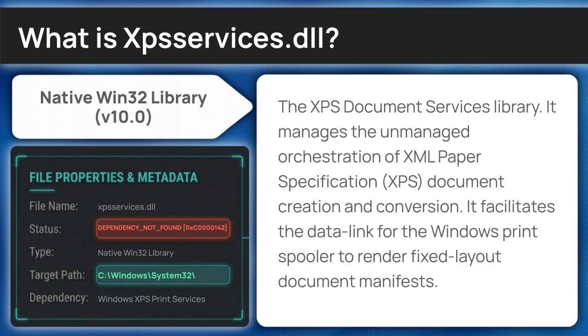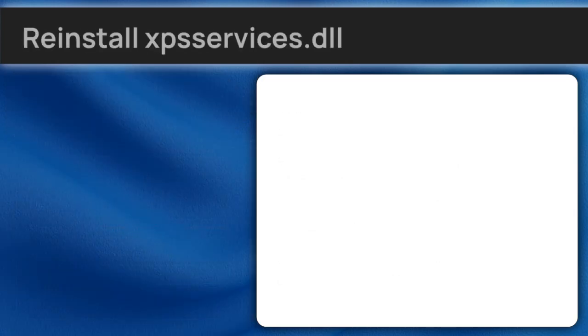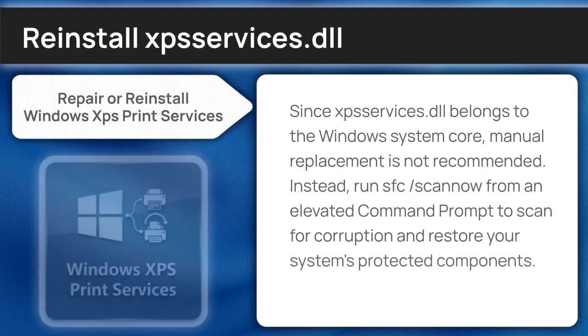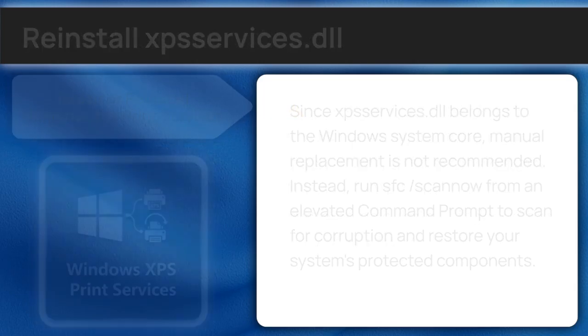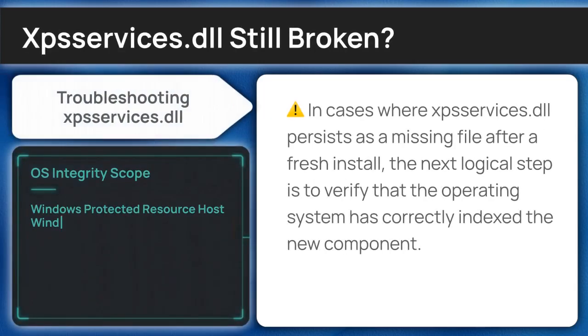Let's transition to the solution, starting with the official Microsoft redistributable. Since the XPS Services Library DLL belongs to the Windows System Core, manual replacement is not recommended. Instead, run sfc /scannow from an elevated command prompt to scan for corruption and restore your system's protected components. If you are still encountering the error after following the official setup, it's time to investigate the underlying system architecture.